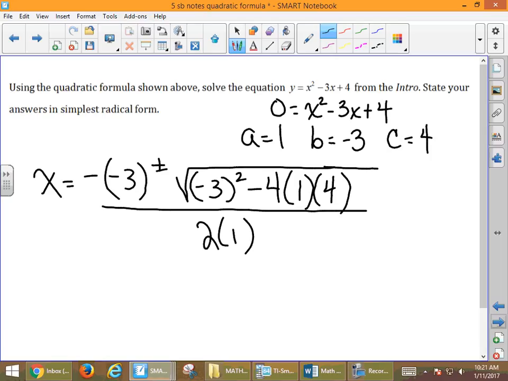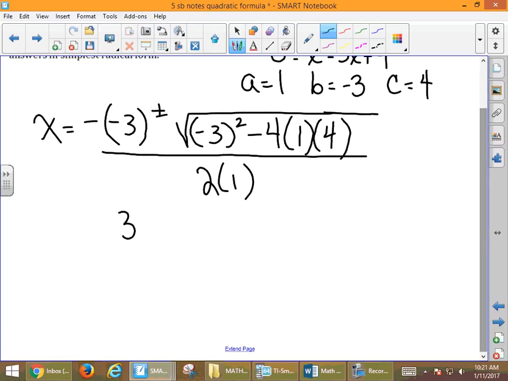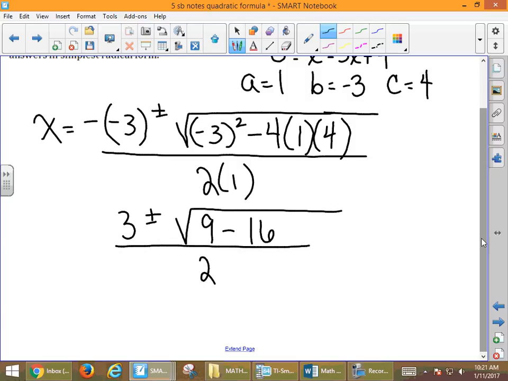So remember, two negatives together, the opposite of negative 3. Two negatives together is a positive. If you have to type this in, negative 3 squared, make sure to put parentheses around it. Negative 3 times negative 3 is 9. 4 times 1 times 4 is 16. Divided by 2 times a.